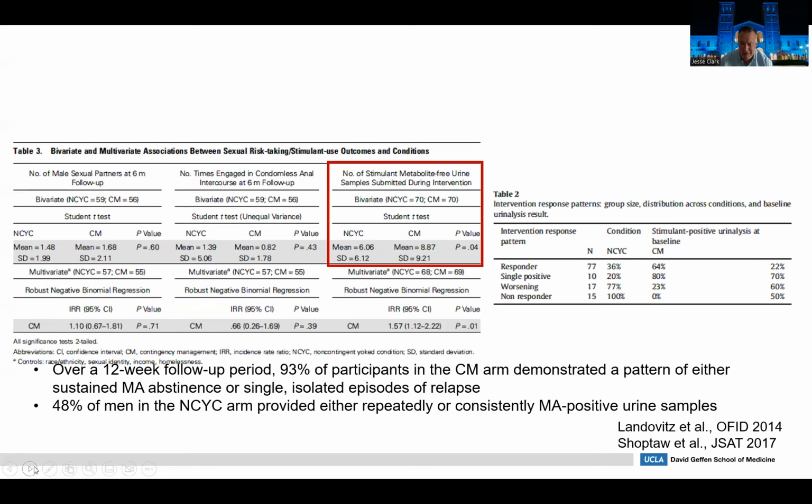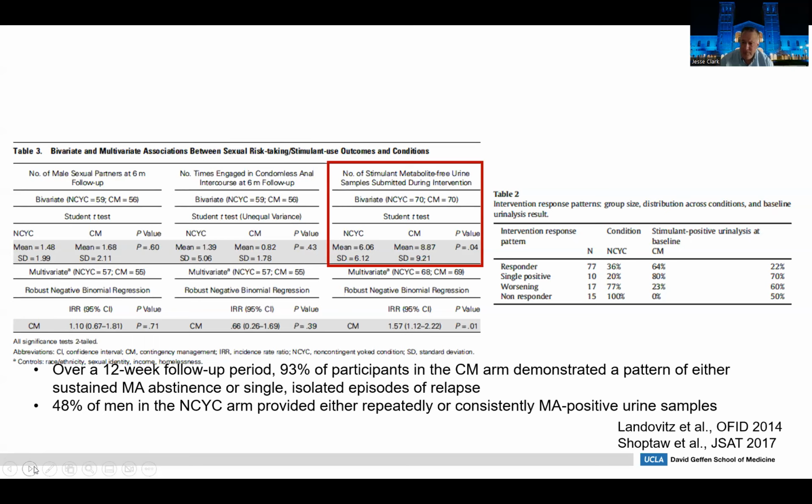And you can see the significant differences there with the greater response among people who were getting the rewards on a contingency management basis. They also saw patterns of use were different. So they created these 4 different classes of users on the right, or responders to the intervention: people who responded and had consistently negative urine drug screens, people who had a single positive urine drug screen, or people who had worsening response with multiple positive urine drug screens, or non-responders who never had a single negative urine drug screen.